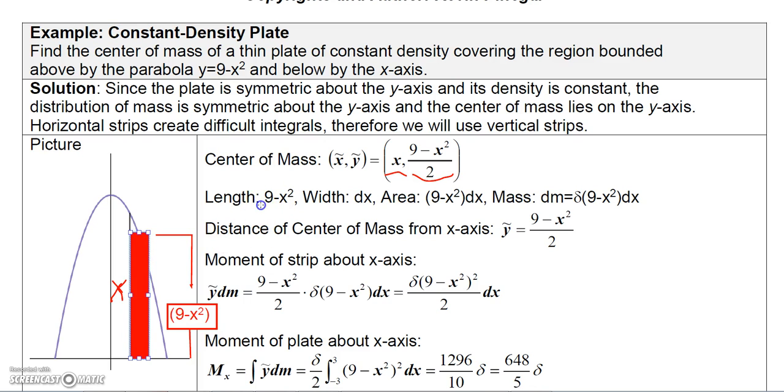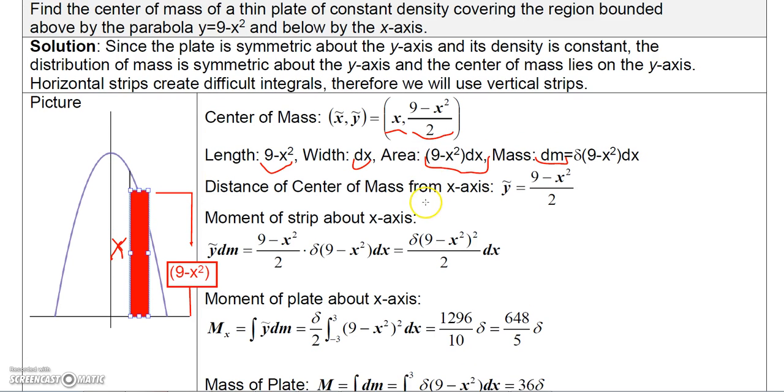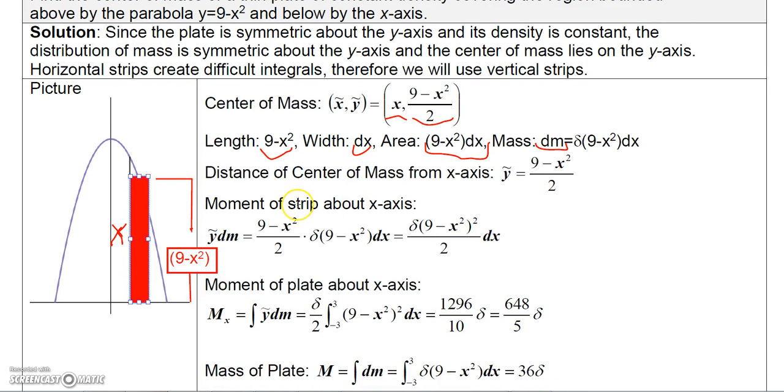Now the length of this strip is 9 minus x squared. Of course the width of the strip we'll just say is delta x. And so that means the area of the strip is 9 minus x squared times dx. Not delta x, but dx. Now the mass, which is dm, is actually the density function times the area. So I take the density function delta here and multiply it by the area, and that gives me the mass.